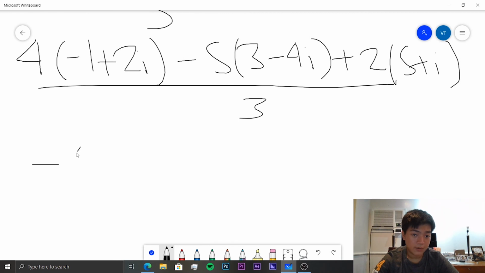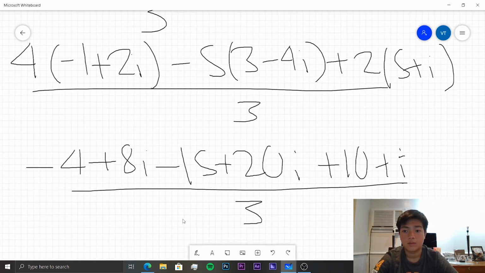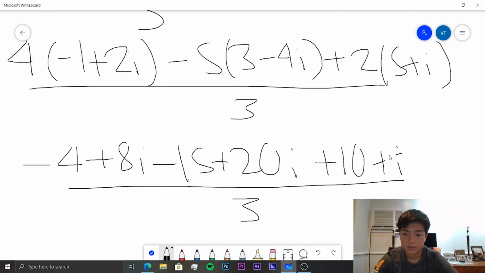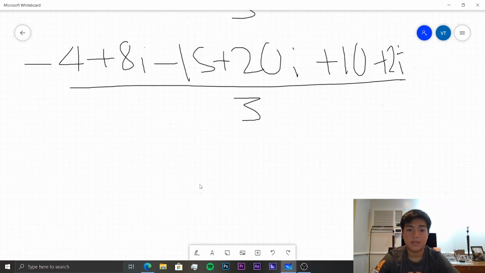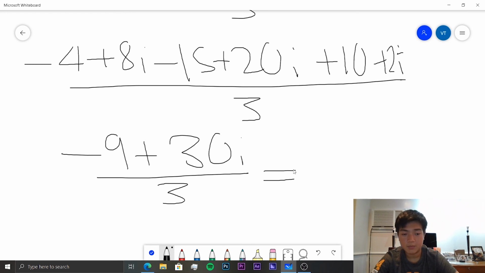So this would be equal to negative 4 plus 8i minus 15 plus 20i plus 10 plus 2i, all over 3. Yep. And so we should have real parts first. So negative 4 minus 15 plus 10 is negative 9, and plus the imaginary part, which is 30i, over 3. So this is simply equal to negative 3 plus 10i.